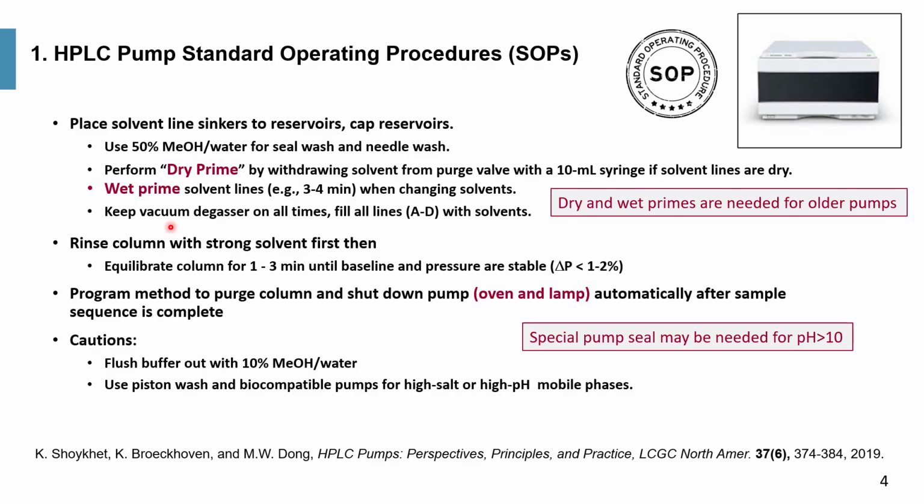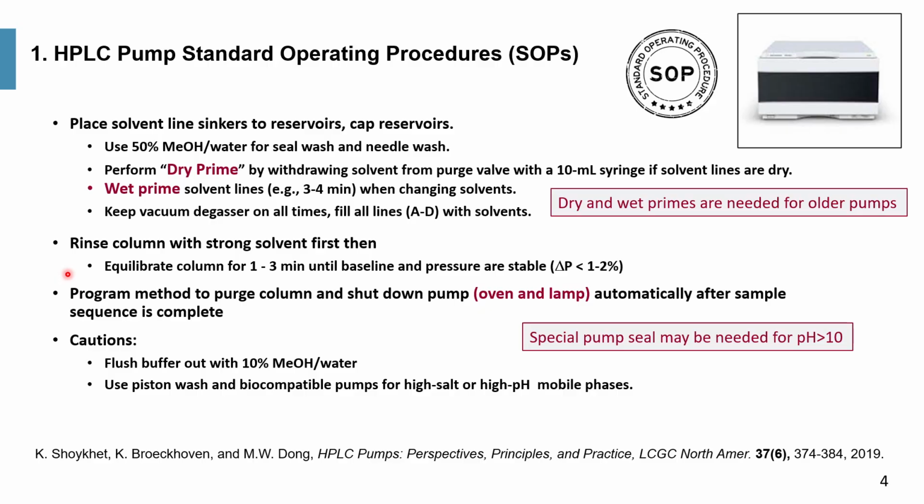Most pumps have a built-in vacuum degasser, typically with 4 different lines. Very important: even though for most laboratories only lines A and B are being used, C and D lines should also be filled with solvent so that the vacuum pump would not be just sucking air. So they should be filled with solvent.